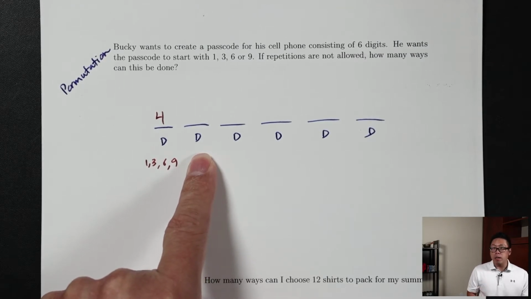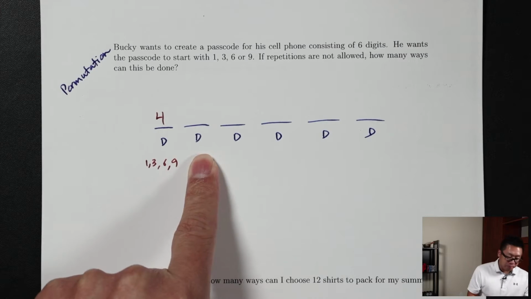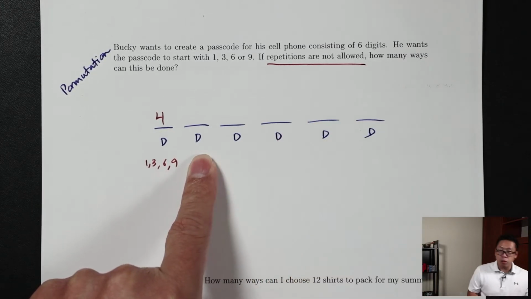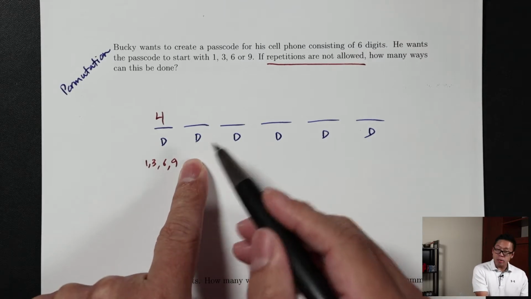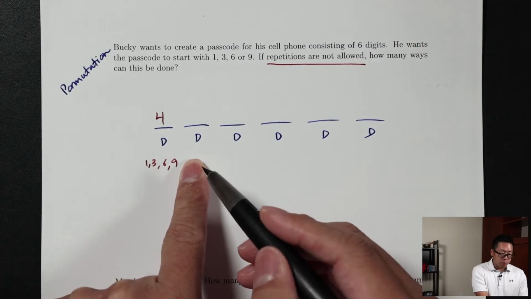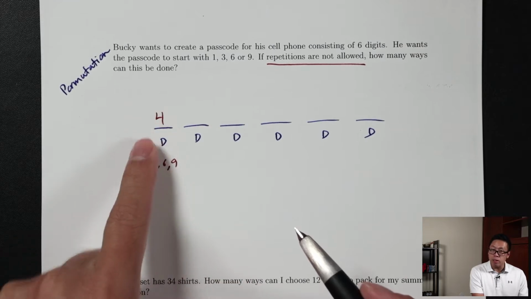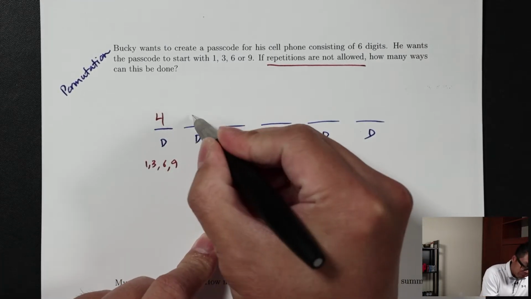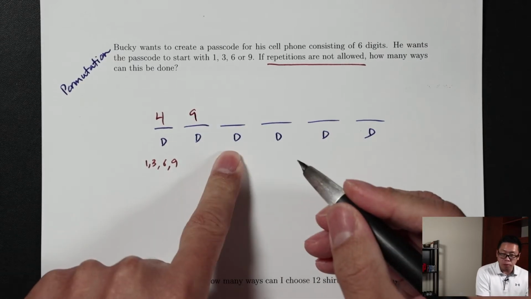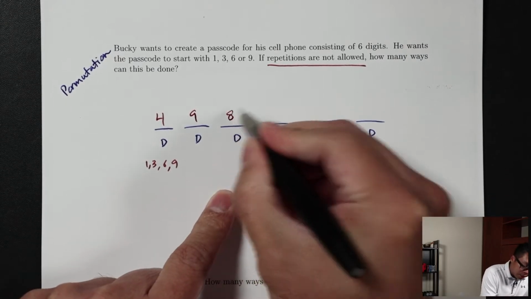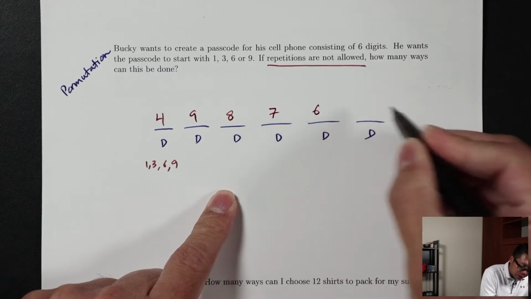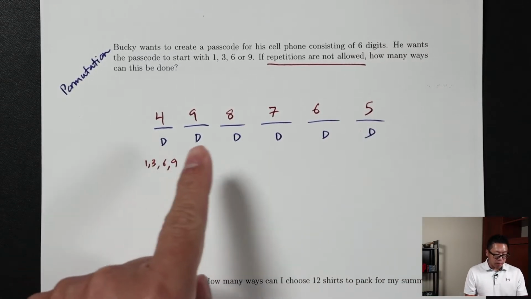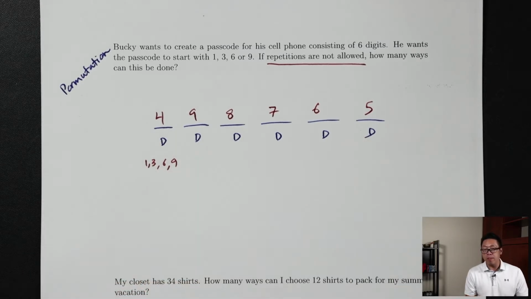But the question is, are we allowed to repeat things? So it says here that repetitions are not allowed. Okay, which means we do have to reduce. So normally 0 through 9, 10 options. But because we already used one digit in the first blank, we have to reduce by 1 to 9. And then for the same reason, we have to reduce by 1 again to 8, 7, 6, 5. So final answer, 4 times 9 times 8 times 7 times 6 times 5.